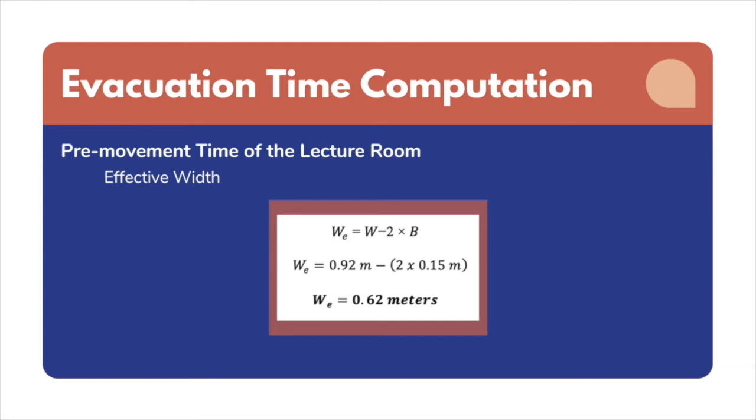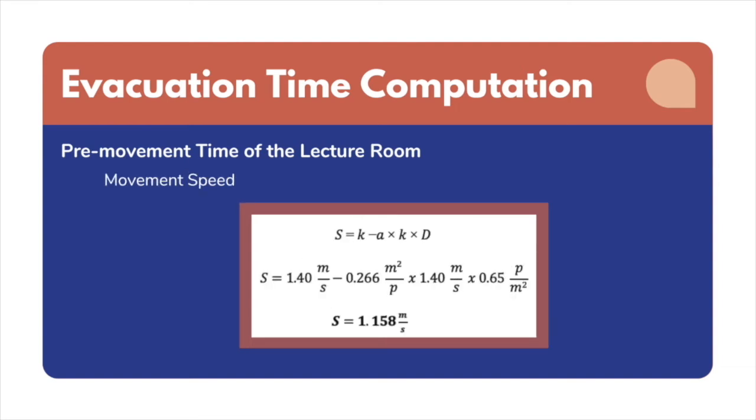The formula is effective width equals width of the door minus 2 times boundary layer. The boundary layer refers to the small distance the evacuees occupy in the egress segment. The boundary layer used for the effective width is constant for all room types and is referred from the constants based on the study of Purser. So, as seen in the computation, the boundary layer of the door, which is 0.15, was multiplied by 2 and subtracted from the width of the door, which is 0.92 meters. So, for the pre-movement time of the lecture room, the effective width obtained is 0.62 meters.